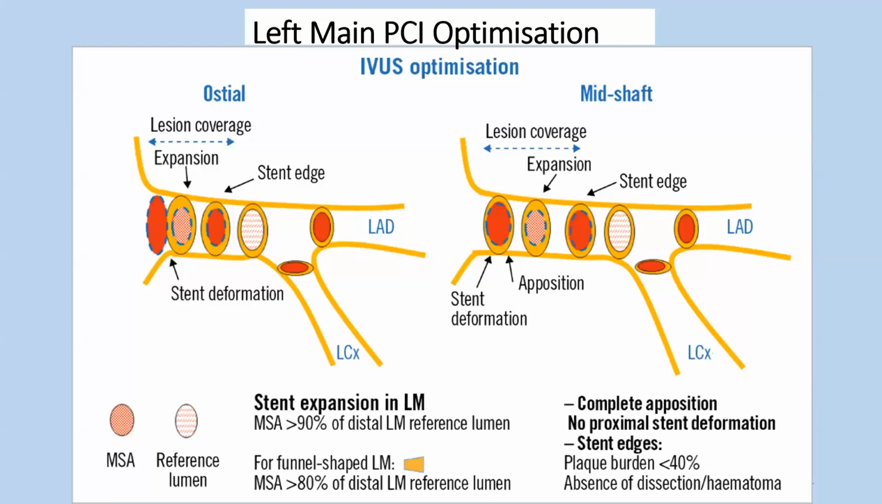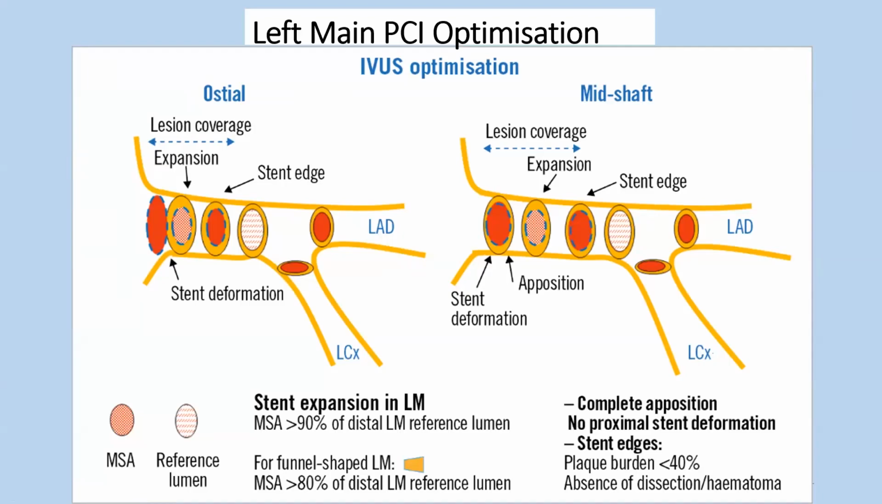The other important area of imaging is for image optimization, particularly in left main, where one can look at any stent deformation, as well as to understand the malapposition and adequate expansion, and whether we have covered the entire left main, and there is no geographical miss, as well as to look at the edges of the stent. So we have good criteria when you have at least more than 90% of the distal reference size as a minimal stent area.